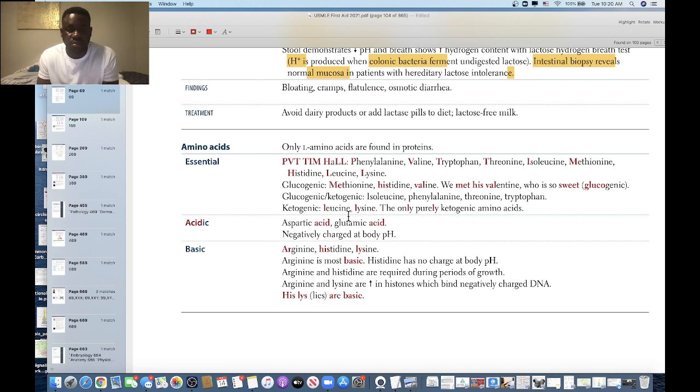Amino acids. So these are the summary of the amino acids. Only L amino acids are found in proteins. So let's take note of that. Only L amino acids are found in proteins. So there are essential ones and the non-essential ones. The essential ones are what we must eat from our diet. The non-essential ones can be made by the body.